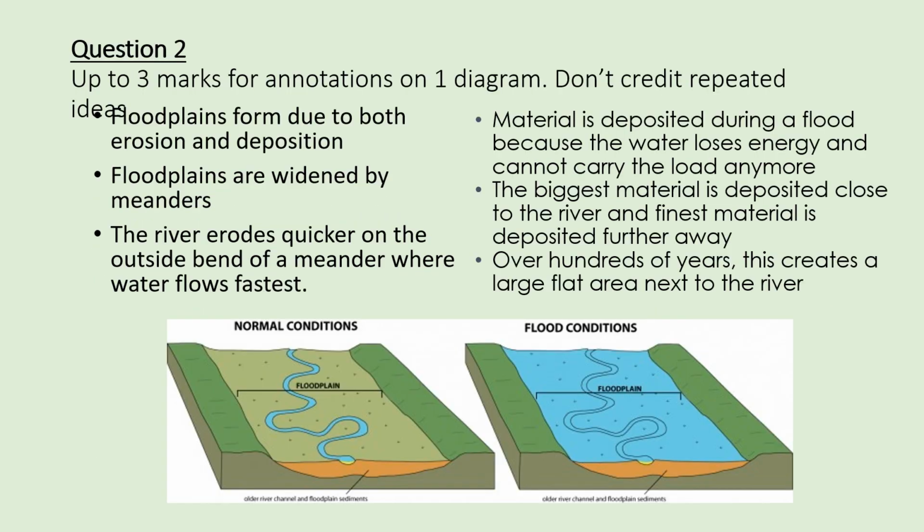Okay, next, we're going to look at this one. So apologies for the slight bit of formatting mistake there. So basically, anything that you write that's sort of annotated correct is going to give you a mark. So if you've got this idea it's formed by erosion and deposition, 1 mark. If you talked about how the floodplains are widened by meanders, give yourself an extra mark. If you've talked about erosion on the outside of a meander, give yourself 1 mark. If you've talked about lateral erosion, give yourself a mark.